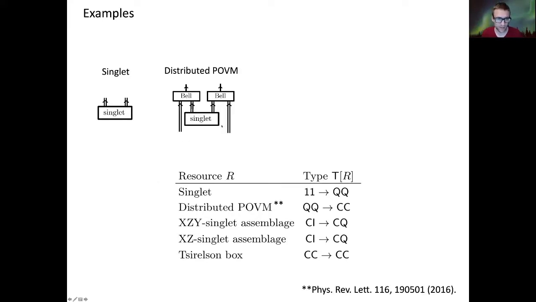The second one is a distributed POVM that was studied in this paper here, and it's defined by taking the singlet and doing some local Bell measurements. Then we've got 2 assemblages here and here, which I'll try to call the fine-grained assemblage and the coarse-grained assemblage.